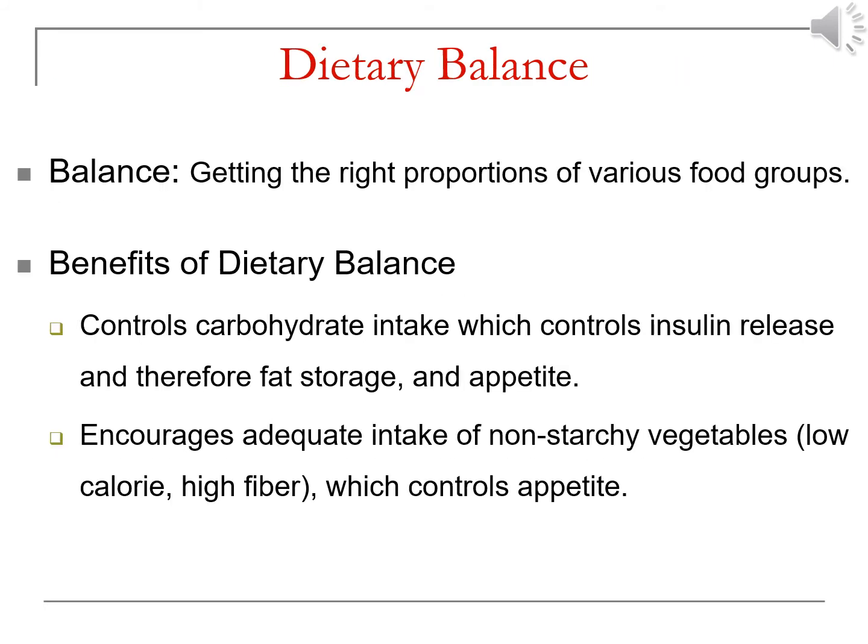Dietary balance is a very simple concept that promotes both fullness and a hormonal balance that helps to control appetite. Dietary balance means getting the right proportions of various food groups. This means, one, getting a good balance of carbohydrates, fats, and protein, and two, getting a good balance of starches, fruits, vegetables, and proteins. By controlling carbohydrate intake, we're going to control the insulin release, and therefore we limit the amount of fat storage, and we also regulate our appetite more naturally.